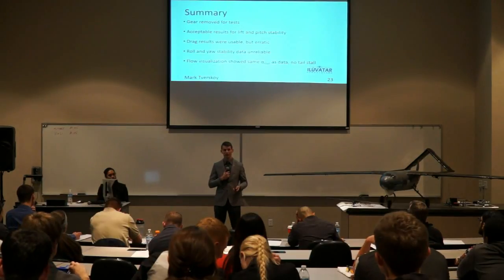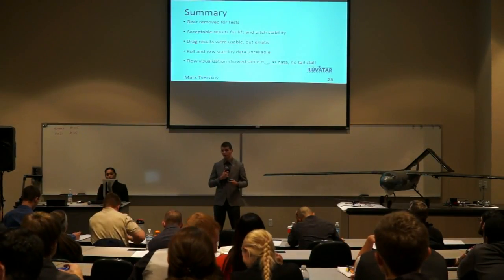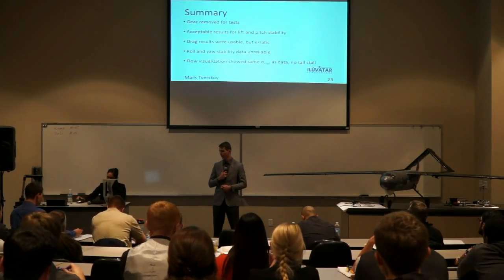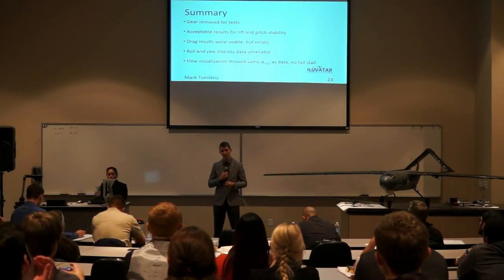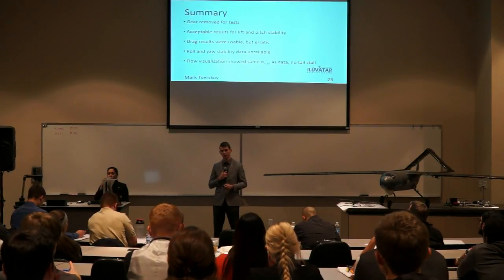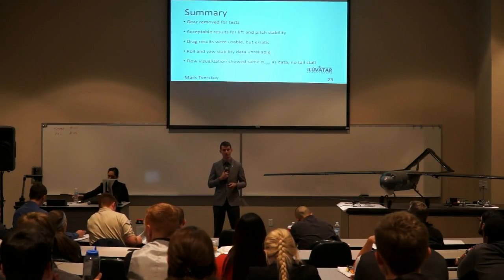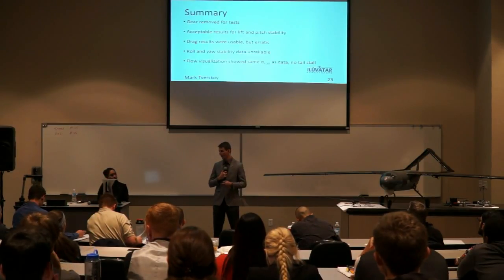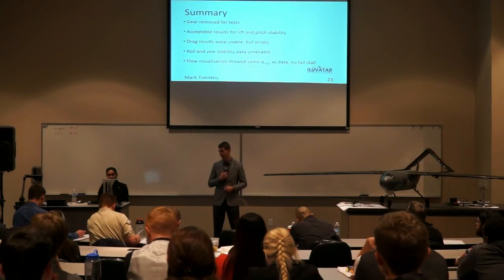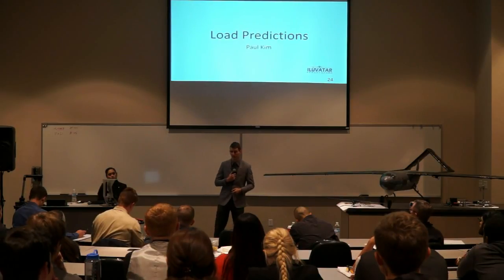So in summary, the gear was removed for the test because it caused an unrealistically large amount of drag. The results were acceptable for our lift and pitch stability, and the drag results were usable but erratic, but these compounded and made our roll and yaw stability, as well as our range and endurance parameter data, unreliable. The flow visualization also showed that our stall would indeed occur around 12 degrees, and we had good flight handling characteristics. As I said before, the purpose of wind tunnel testing was to predict the loads, which leads us to load predictions by Paul Kim.